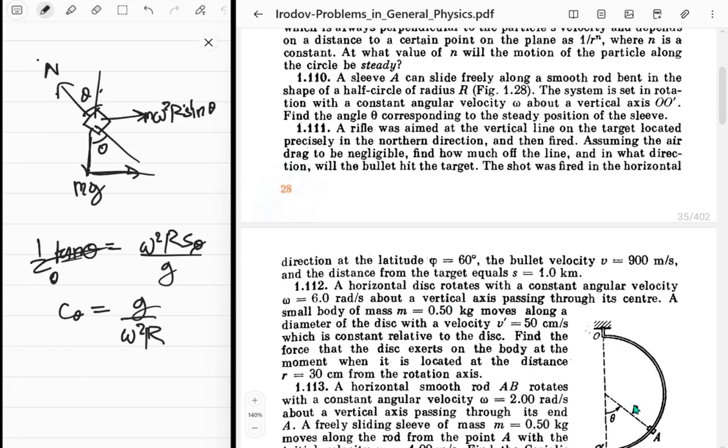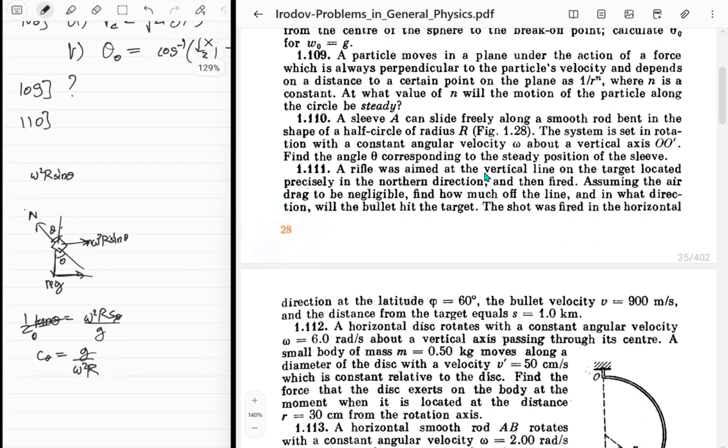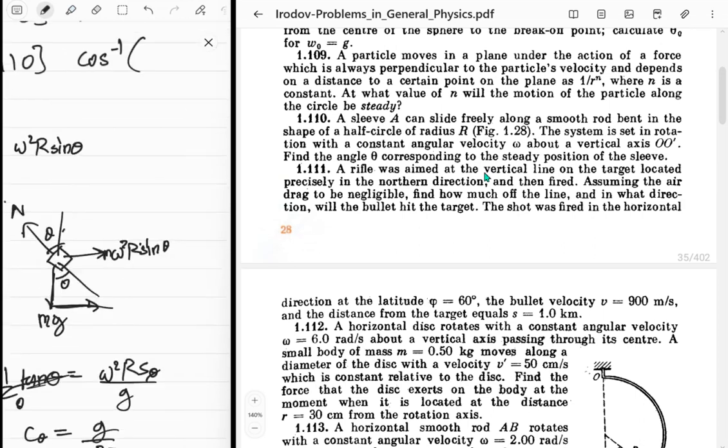So at what angle will we get steady? Okay, at what angle will it be what? At a steady height. Yes, height. Yeah, that's it. We just found it out. So it is cosine inverse of this quantity, g upon omega squared r.